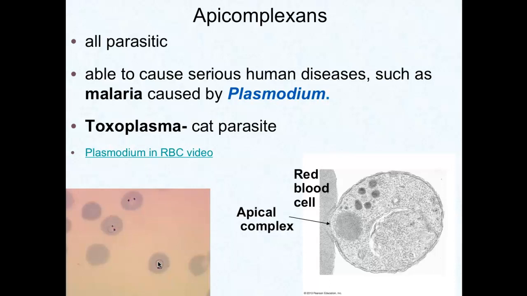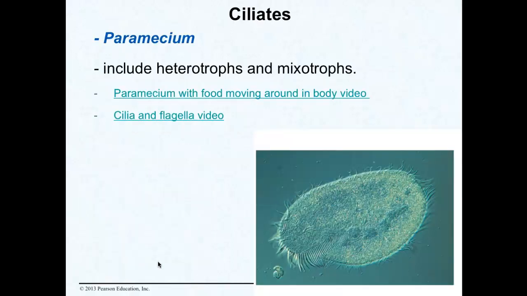Now we have our ciliates. Ciliates are ciliated, right? They're going to move around via their cilia. They're going to have the heterotrophs and mixotrophs. So I will link again the paramecium. Paramecium is going to be our poster child for a ciliate. And this is actually not a paramecium. This is something else, but it does show a nice ciliated body. You guys can take a look at paramecium moving around with their cilia. And we are done with protozoans.